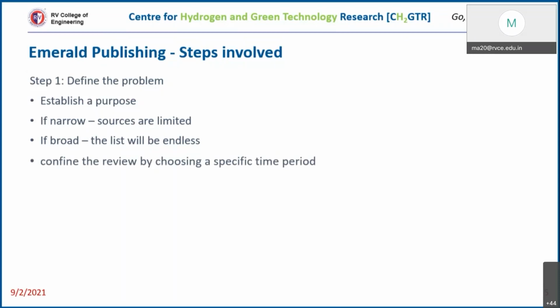Then you should find out a way of confining the literature study. One could be choosing a specific time period. All of these points I'm going to address later by taking an example. Looking at all these methods, I have formulated my own method of doing literature review. That is what I'm going to explain at the end. At that time, you'll get more details about these.